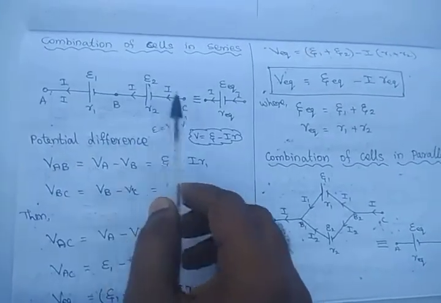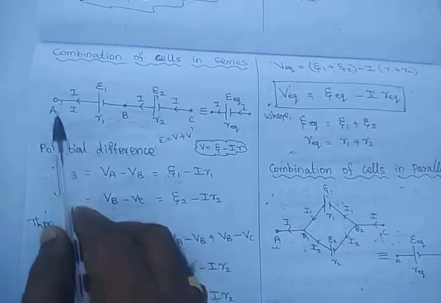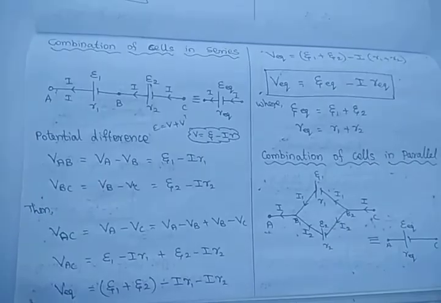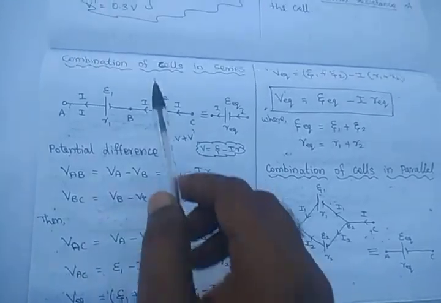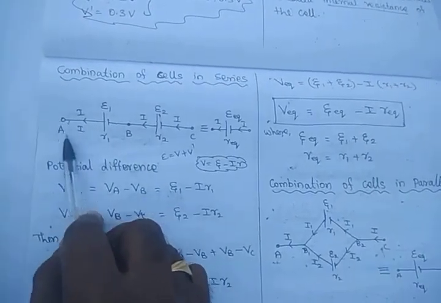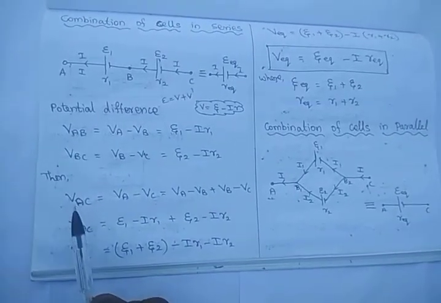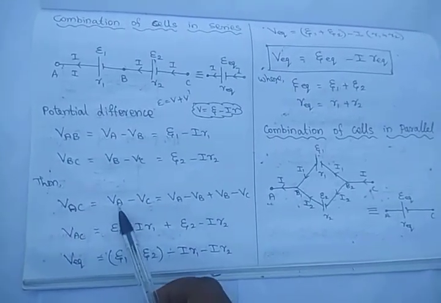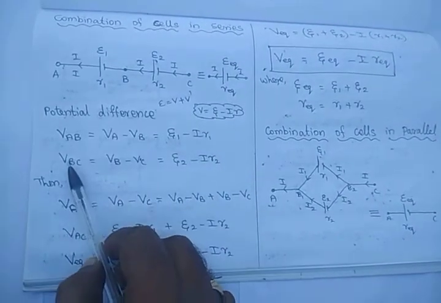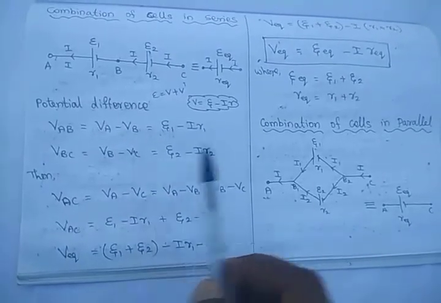So what is the potential difference between B and C? That is E2 minus IR2. So we have the potential differences VAB and VBC. Are you clear, students? Yes. Now our question is the combination of cells in series. What is the potential difference between A and C? We have to combine these two cells. The potential difference between A and C is VA minus VC. As for AB, we put VA minus VB. For BC, we write VB minus VC. Here we can write VA minus VC.